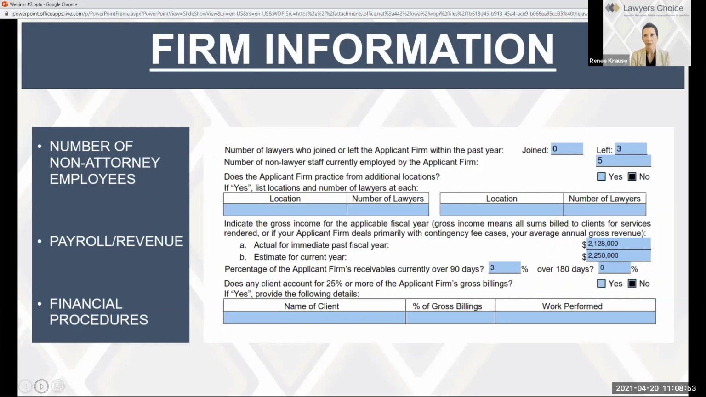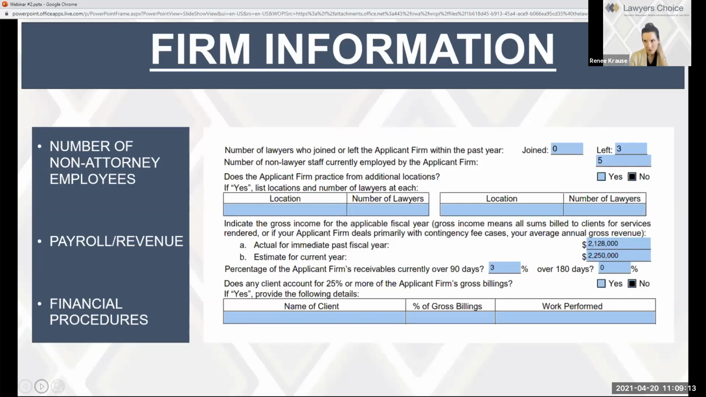So never be afraid to disclose information on these applications that maybe you're thinking, oh, if I disclose that it could hurt our rate. It really just means you'll have to provide a little additional information. And if it makes sense, it's not going to do anything to increase your rate. So that's the reason for those questions.